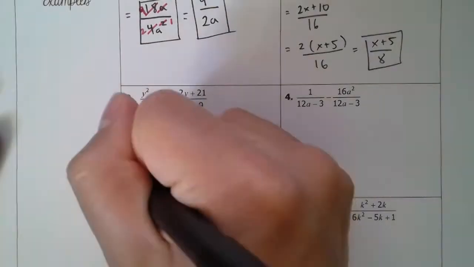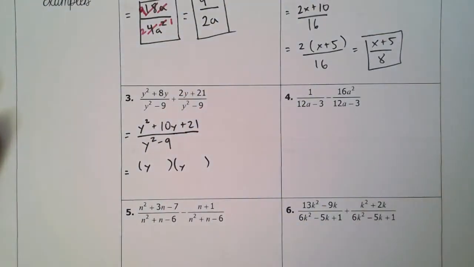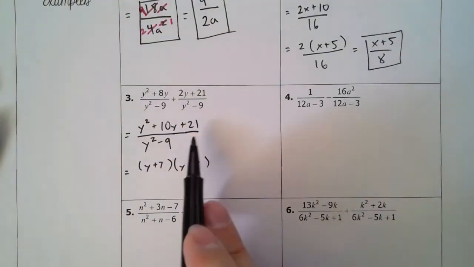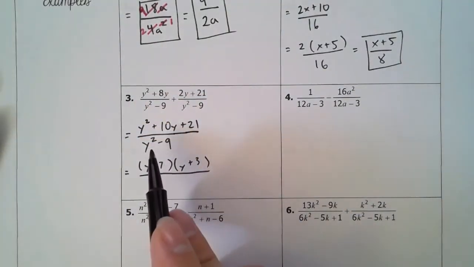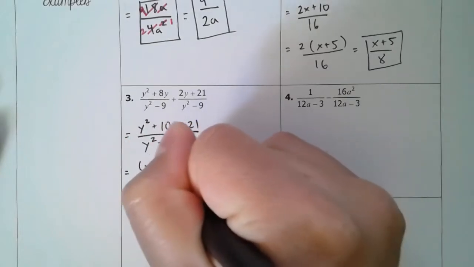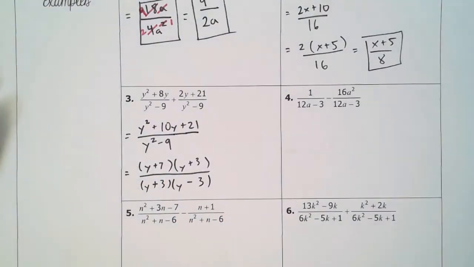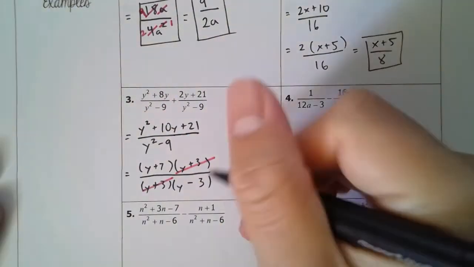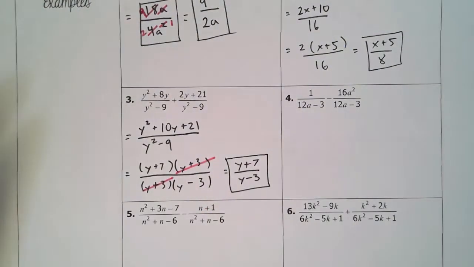Next thing I want to do is simplify. So I have to factor. The top is y plus 7 and y plus 3. 7 times 3 is 21, 7 plus 3 is 10. Over, and then that's a difference of squares, right? The square root of y squared is y, plus and minus, the square root of 9 is 3 and 3. Now I can cancel out these guys here, and I get y plus 7 over y minus 3. That's it.